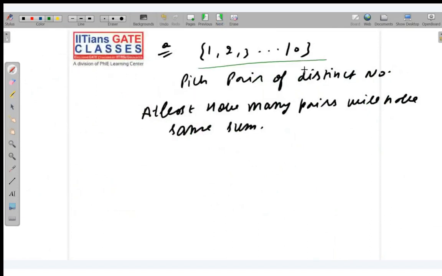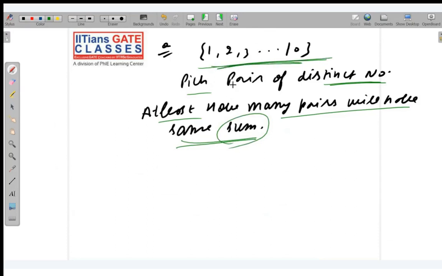The next question: 1 to 10, these are numbers. Pick a pair of distinct numbers. Now, at least how many pairs will have the same sum? This is a different kind of question. We have 10 numbers, and we want to pick pairs of distinct numbers. Pair means 2, so 10 C 2.